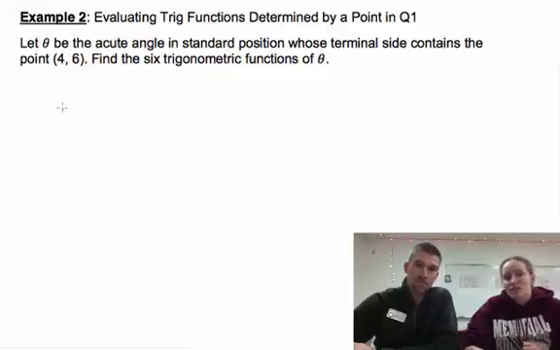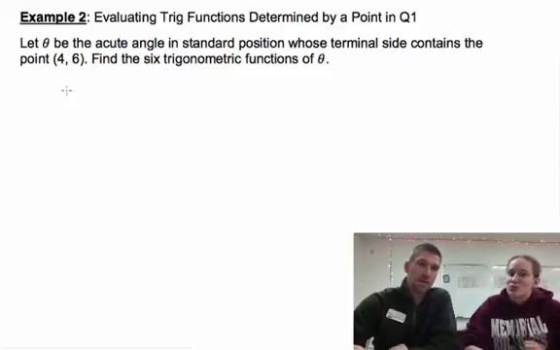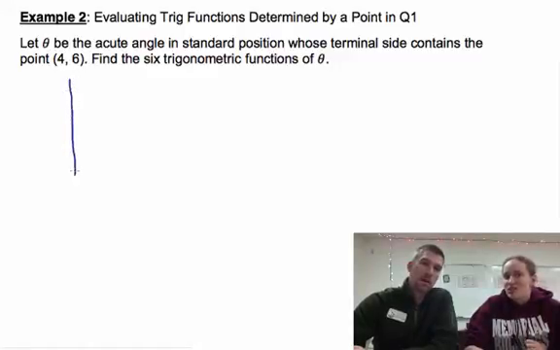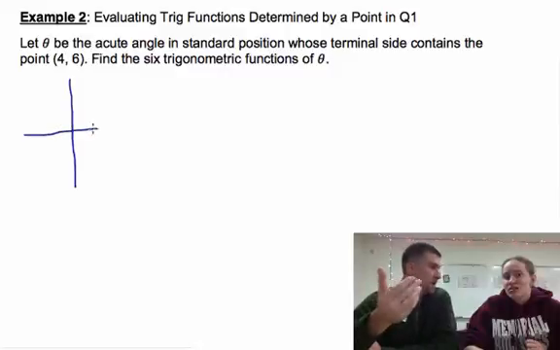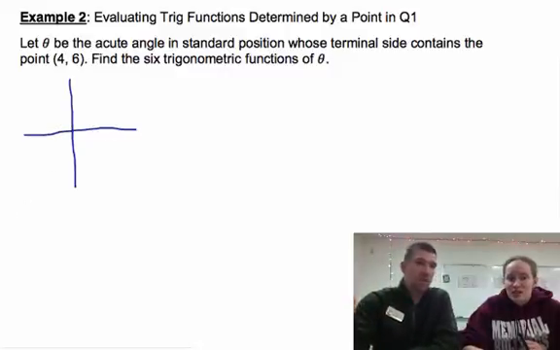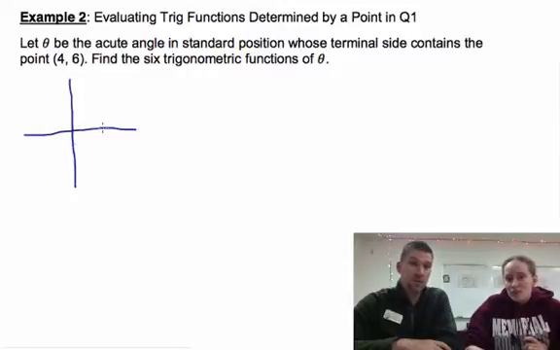Q1 is quadrant 1. So theta is the acute angle in standard position whose terminal side contains the point (4, 6). Find the 6 trig functions of theta. Let's draw ourselves a little picture. I'm just going to give a good rule of thumb here: always draw a picture, especially with trig. If you don't draw the trig picture, life will be just brutal hard.